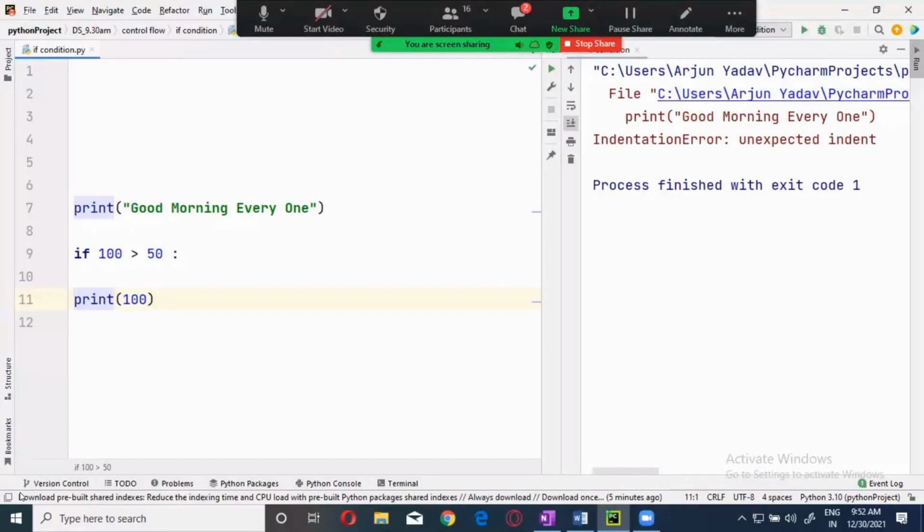What do you mean by indentation? Let's speak in normal language. What do you mean by indentation? Why are you getting an error over there? Can someone explain? Anyone? So many people were talking just now, right? Space.